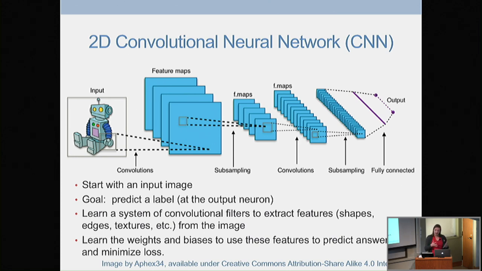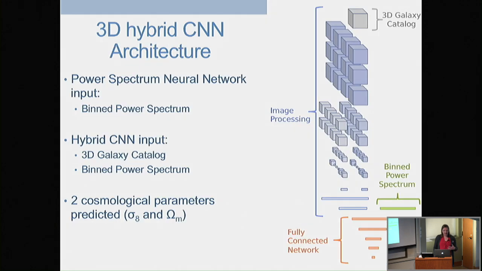What they do is they start with an input image, and they're going to learn with the goal of predicting a label at the output, and they're going to learn a system of filters to extract features. What I mean by features here is textures and edges and shapes. They're going to extract those features from the image. Then they're going to learn a system of weights and biases to turn those features into an output label or into an answer. I'm not using a vanilla 2D CNN. I'm extending to three dimensions. So for this 3D CNN, you're using now a data cube instead of just an image.